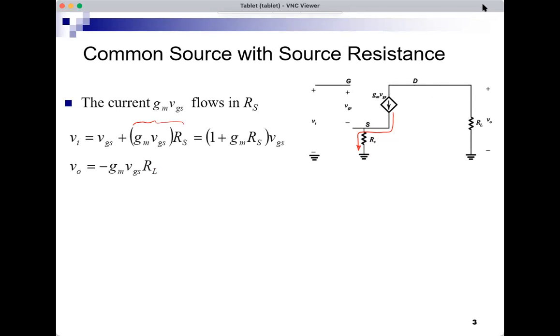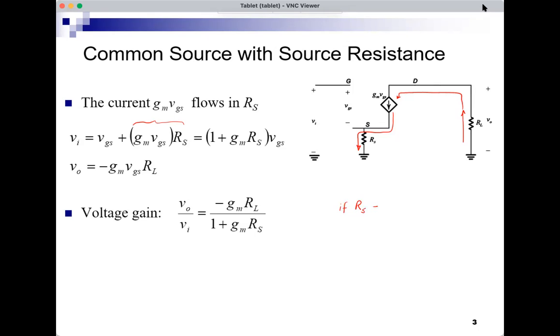What about the output? This same current actually flows up in RL. And this means that the output is minus this current, GM VGS, times RL. And now we can divide to find the gain. And we get minus GM VGS RL over (1 plus GM RS) times VGS. So VGS cancels and we get minus GM RL over 1 plus GM RS. And to quickly verify, if RS is 0, then what do we get? I get minus GM RL, which is expected.